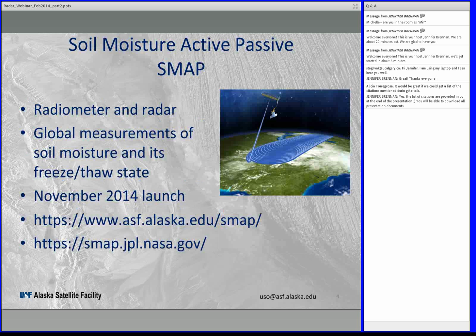Taking advantage of advances in using radar for soil moisture monitoring is the upcoming NASA mission SMAP, which stands for Soil Moisture Active Passive. SMAP will employ a radiometer and radar system and will provide global measurements of soil moisture and its freeze-thaw state. Data products from the SMAP mission will be available from the ASF SAR DAAC and the National Snow and Ice Data Center DAAC. Launch date is currently scheduled for November 2014, and you can get more information from the ASF website or the NASA Jet Propulsion Laboratory website.